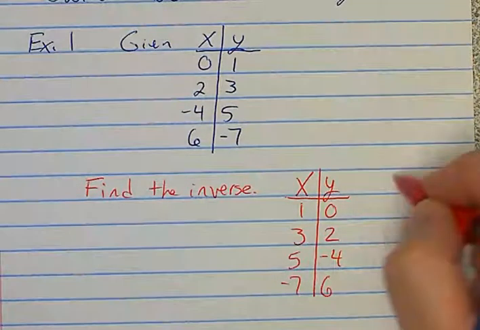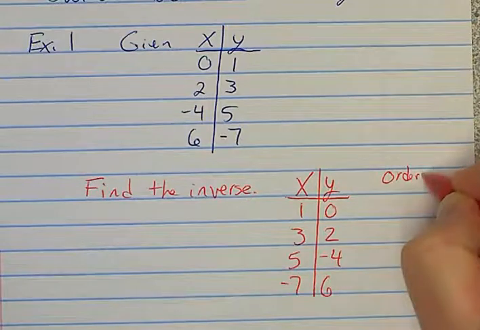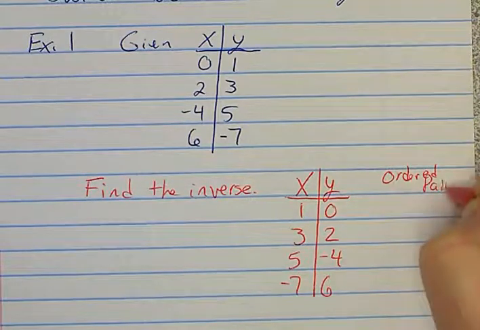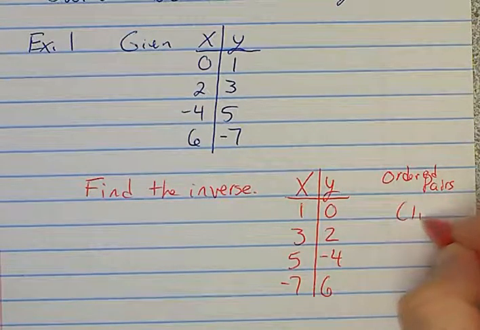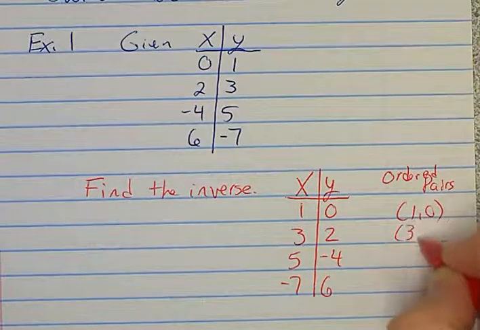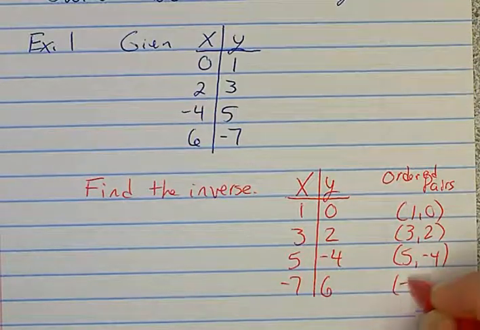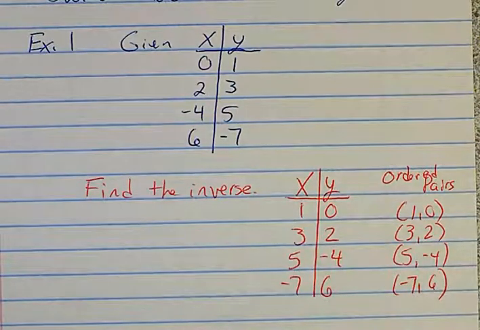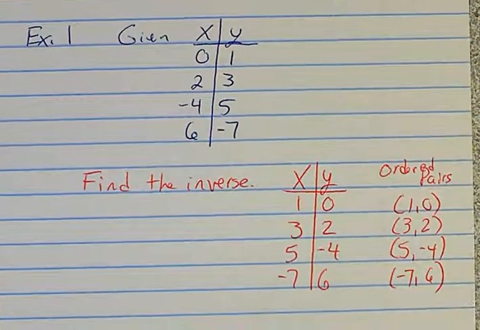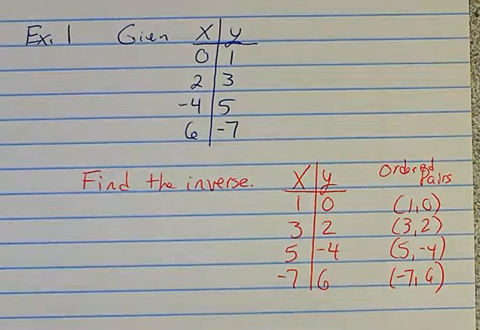Now, they may also ask you to do these as ordered pairs. If that's the case, then just do (1, 0), (3, 2), (5, negative 4), (negative 7, 6). So giving you a list of ordered pairs to find the inverse is really simple. Just switch the x and the y values. So you're basically just switching your domain and range, which is another way they could list that one.